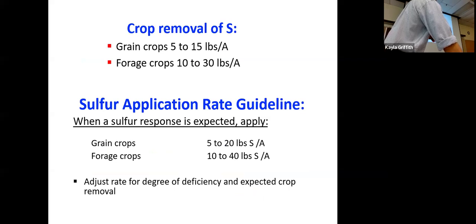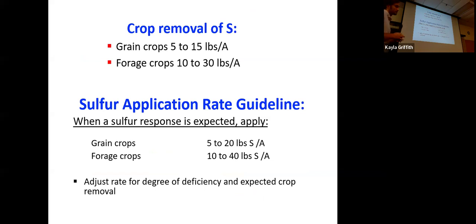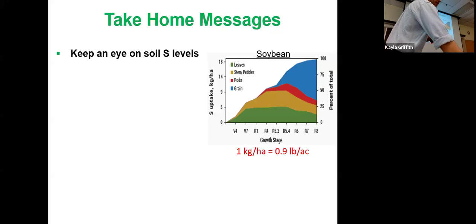Grain crops. This is detailed information for the application. So grain crops, 5 to 20 pounds sulfur per acre. Forage crops, 10 to 40 pounds per acre, when you expect a response. So I think we're close to the end.